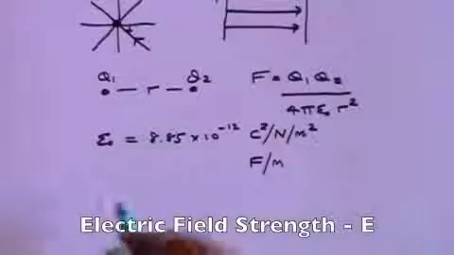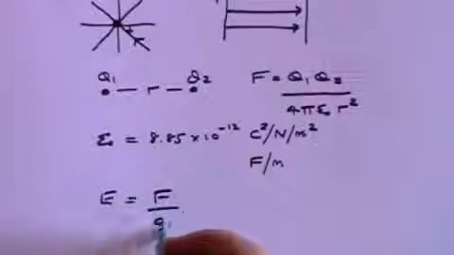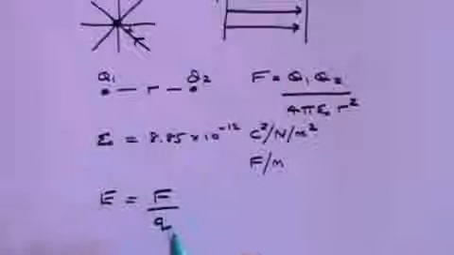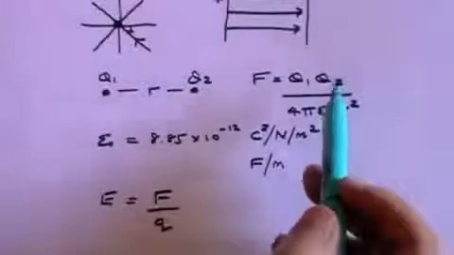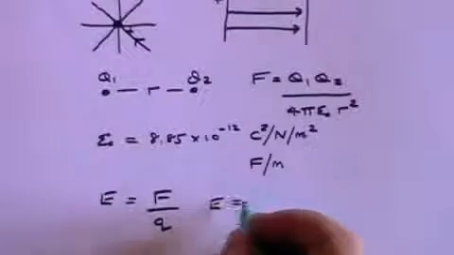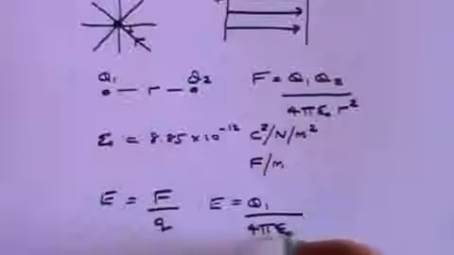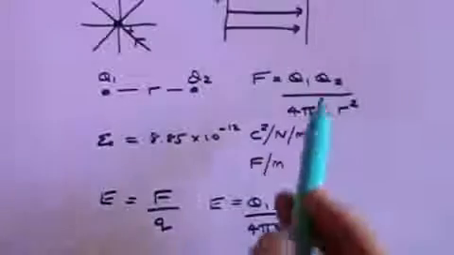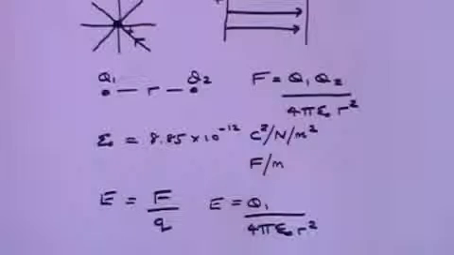Now, the electric field strength is given by the force per unit charge. And so E equals F over Q. And if we say that, for example, Q2 is our unit charge Q, that means that E is equal to Q1 divided by 4 pi epsilon naught r squared, because Q2 is Q and F divided by Q will give you Q1 over 4 pi epsilon naught r squared. That's the value of the electric field strength.